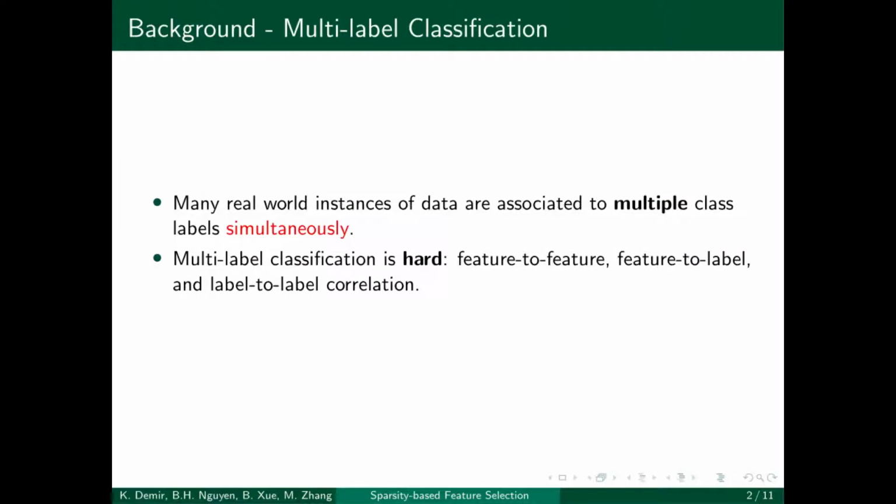Many real-world instances of data are associated with multiple class labels simultaneously, as opposed to single-label classification where each instance is associated with a single class label. Multi-label classification is much harder than single-label classification. This is primarily due to the fact that there are feature-to-feature correlations, feature-to-label correlations, and also label-to-label correlations.